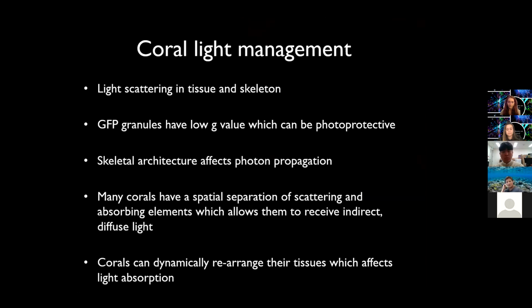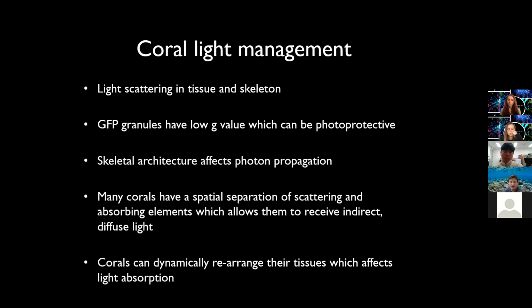Okay, so this is an overview of some of the tricks that corals can do. We have light scattering in tissue and skeleton. We have these GFP granules that can be photoprotective. We have the skeletal architecture, the shape that can optimize photopropagation. And often we see this distribution of scattering and absorbing elements, so that the algae can receive indirect diffuse light. And then there's, of course, this dynamic modulation aspect as well.